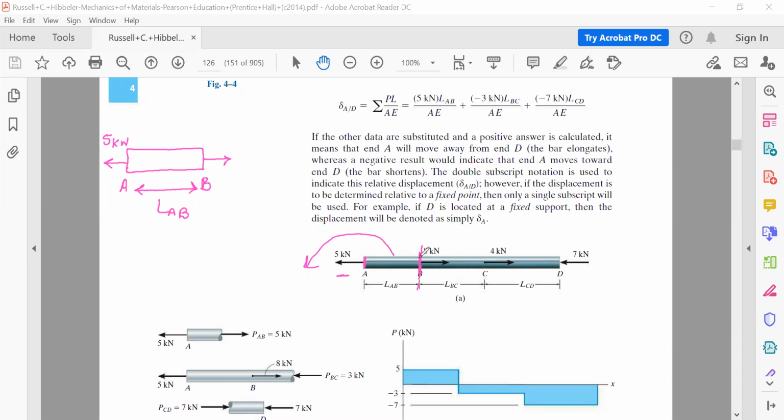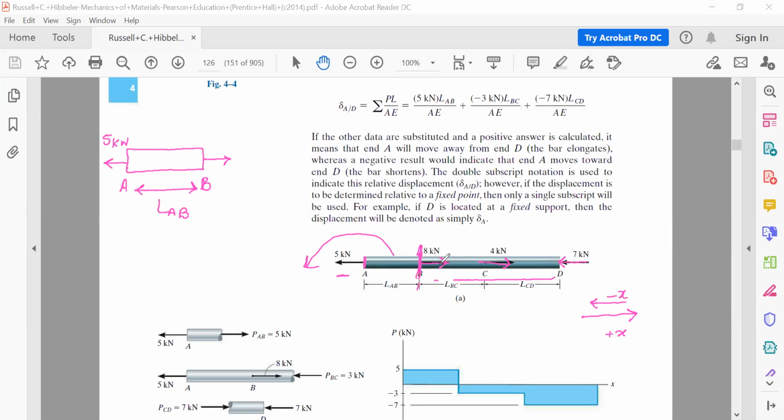But on this end, this machine element is subjected to a load of 8 kilonewton as well as a load of 4 kilonewton as well as a load of 7 kilonewton. So at this very end we will be taking the resultant of all these loads. We treat loads acting along positive x-axis as positive and loads acting along negative x-axis as negative.